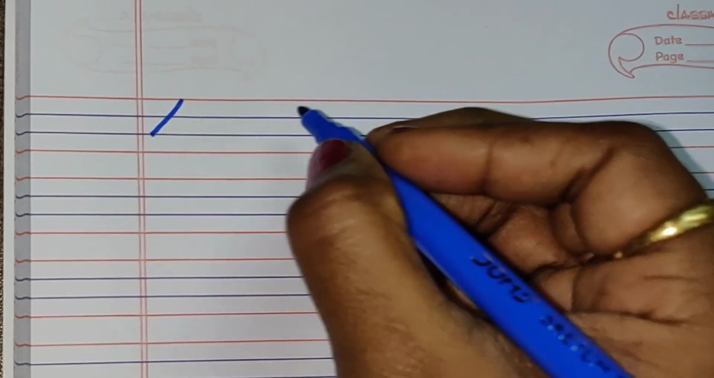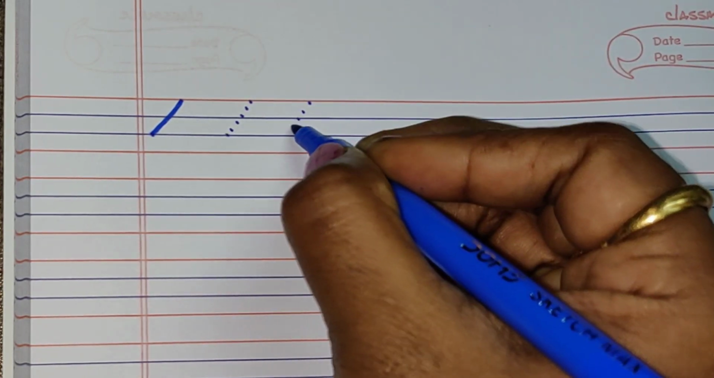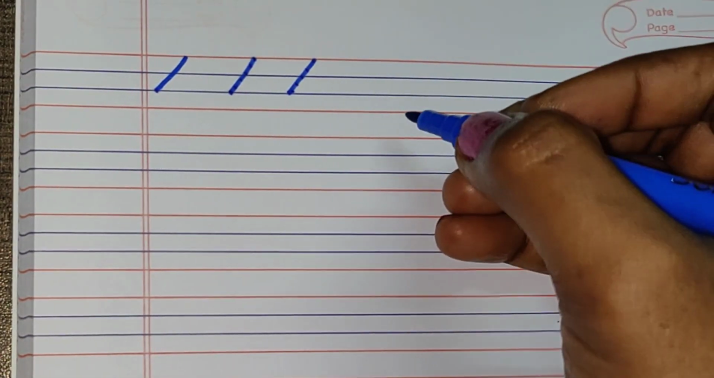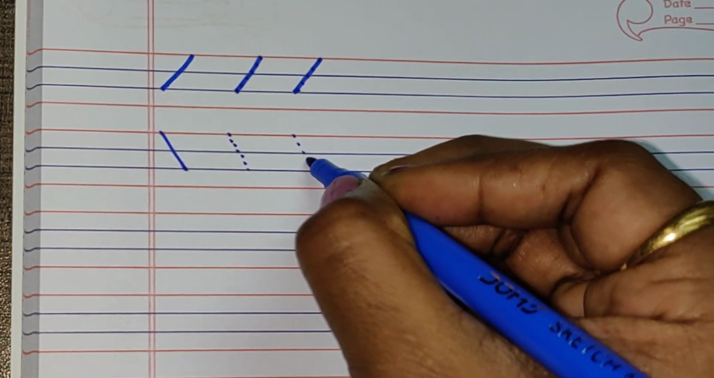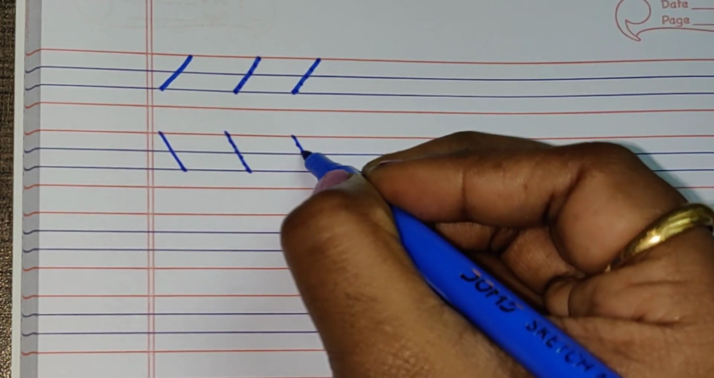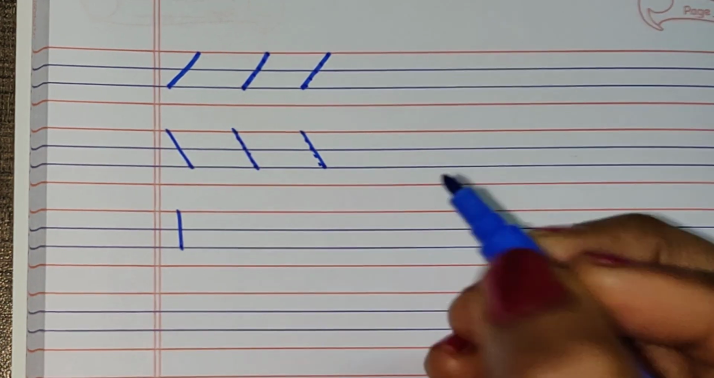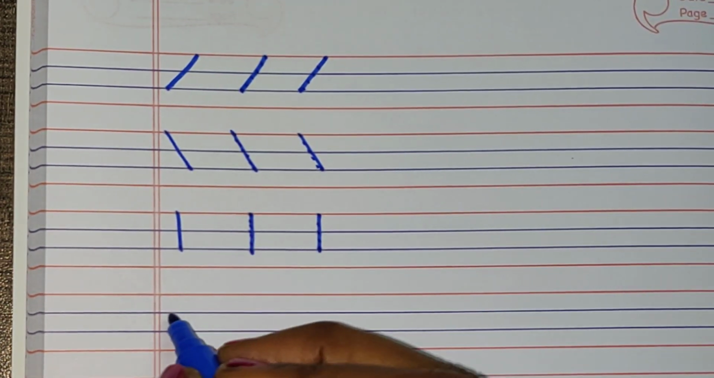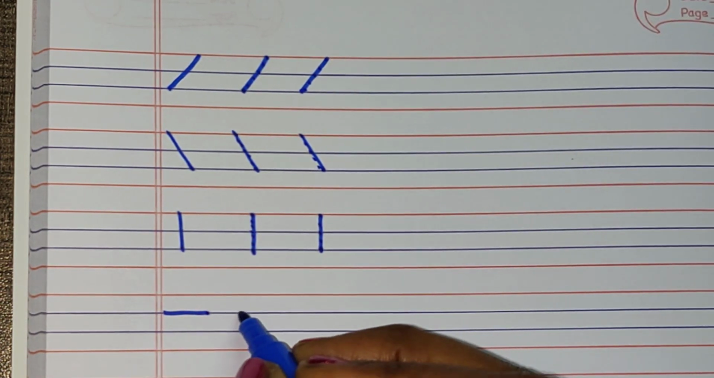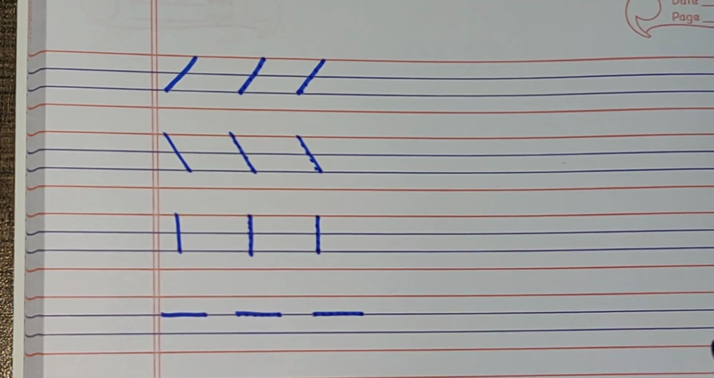So I've traced dots so they could get a practice on that. And this is another slanting line which is from left to right. The same way I'm giving a practice on that too. Then the standing line. The same way I'm giving a practice on that too. That's it. And this is a sleeping line, so give a practice on that too.